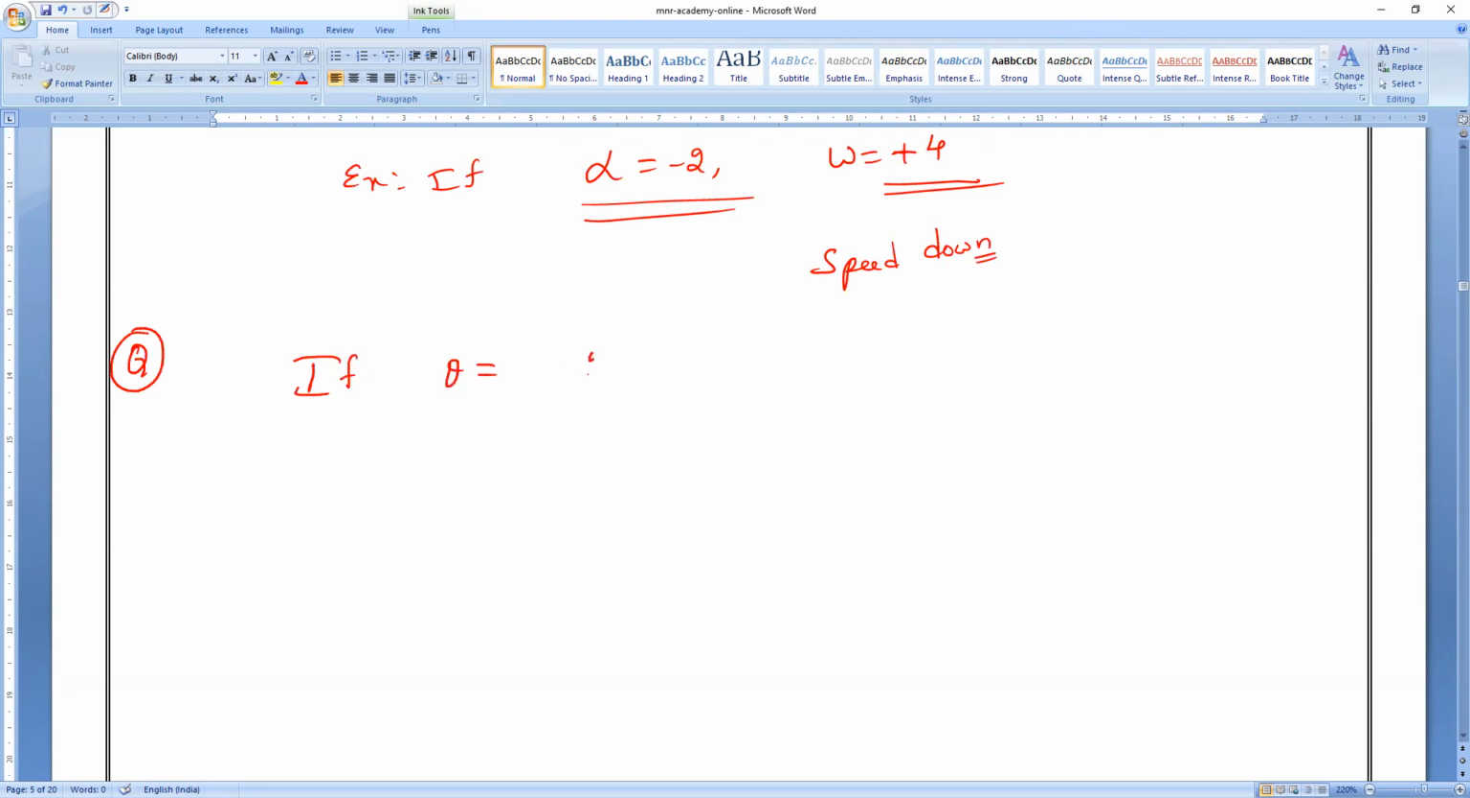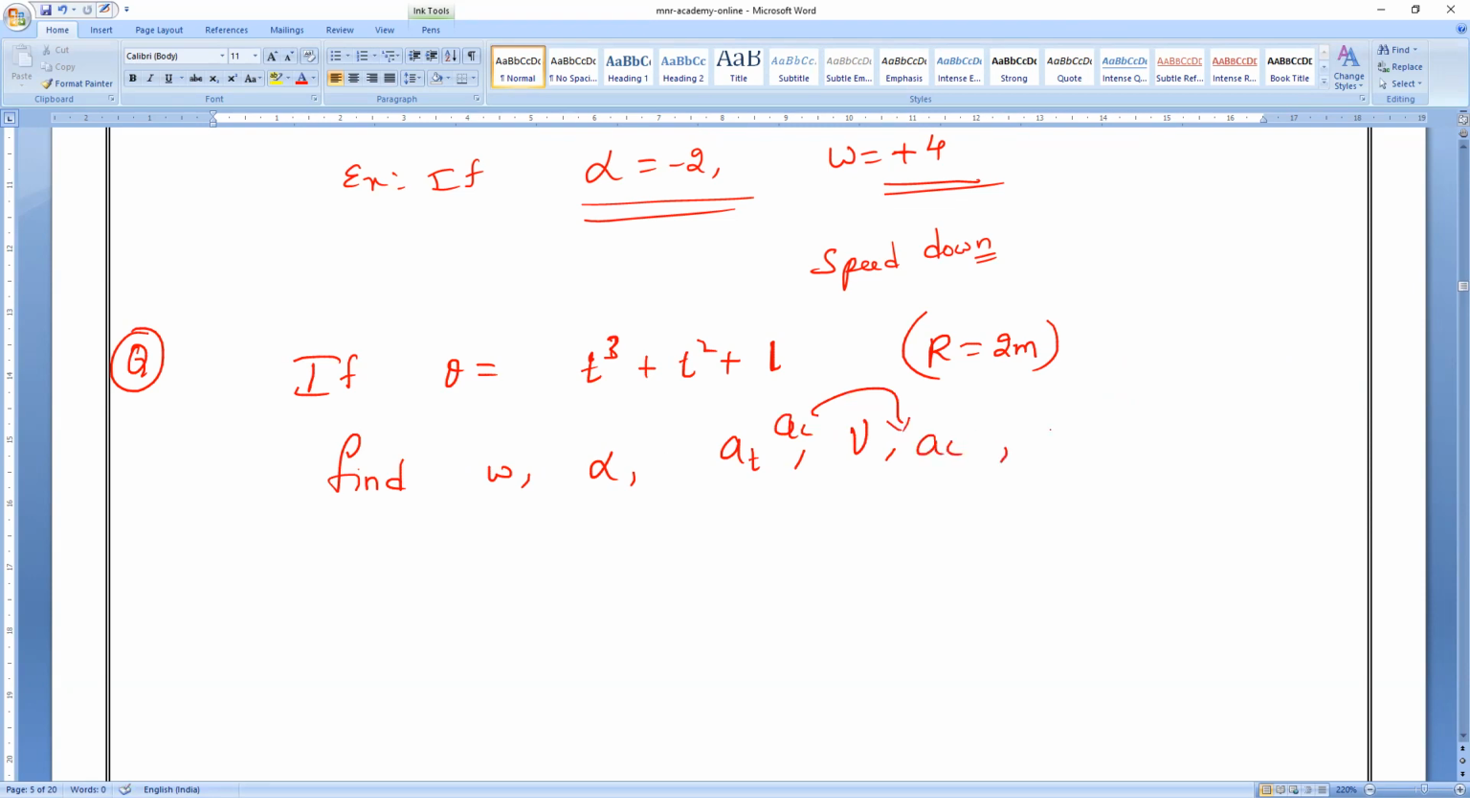If theta is equal to t cube plus t square plus t plus 1, and r is equal to 2 meters, so the radius remains constant, then find omega, alpha, tangential acceleration, velocity. And if you want, you can find the centripetal acceleration, at t equal to 2 seconds. So these many things we have to find at t equal to 2 seconds. Okay, everybody, first let us solve.